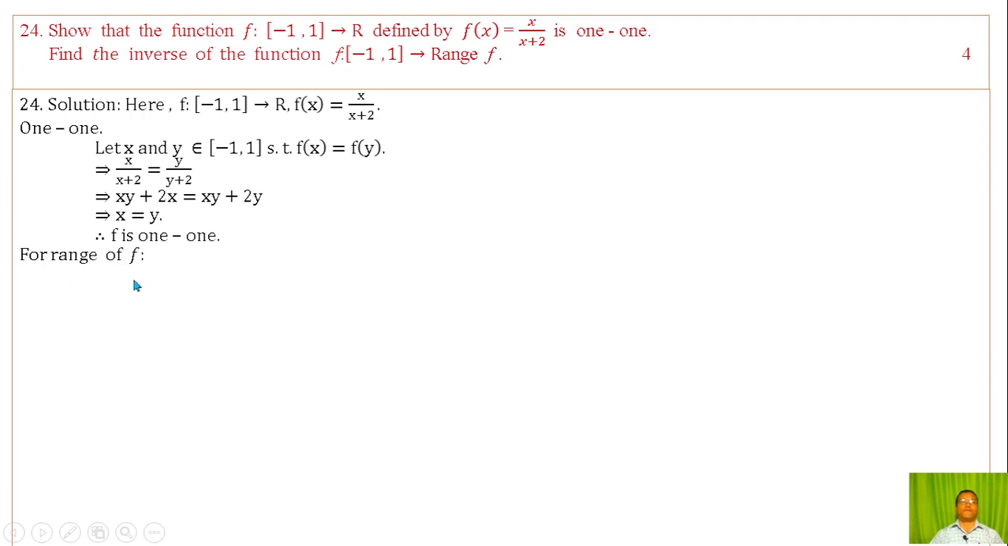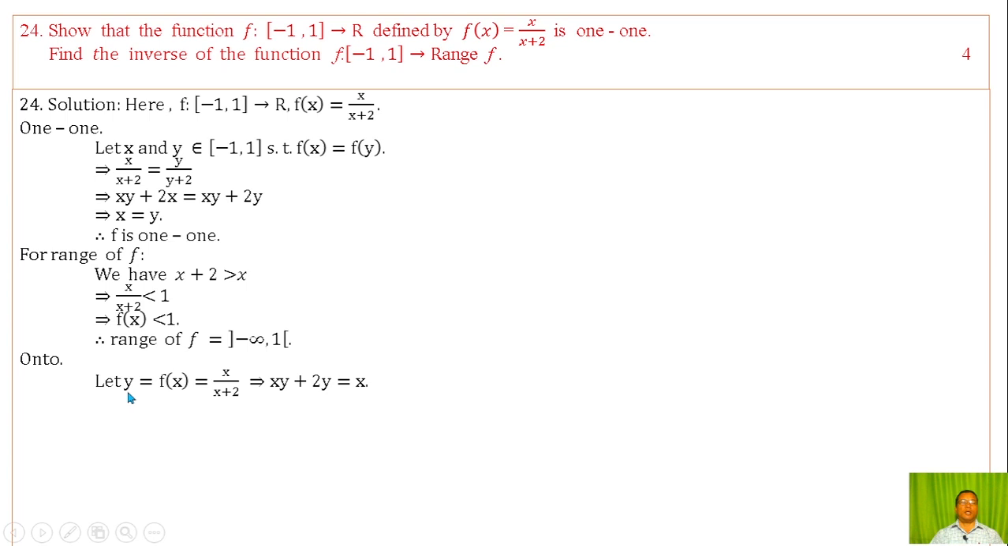For range of f, we have x plus 2 is greater than x for all x belonging to the closed interval. That is, x divided by x plus 2 is less than 1, which is equal to f of x. f of x is always less than 1. Therefore, range of f is the open interval minus infinity to 1.